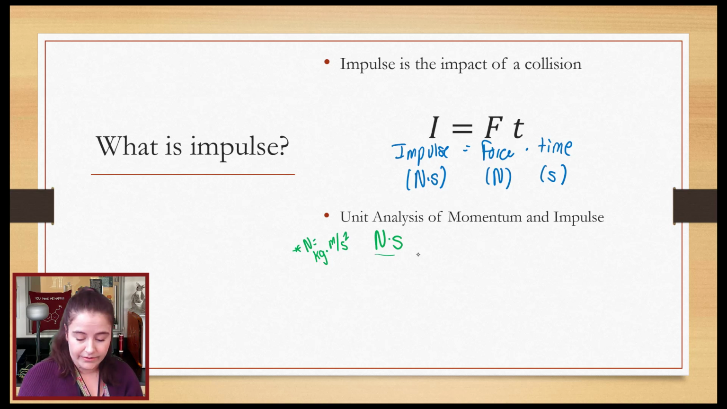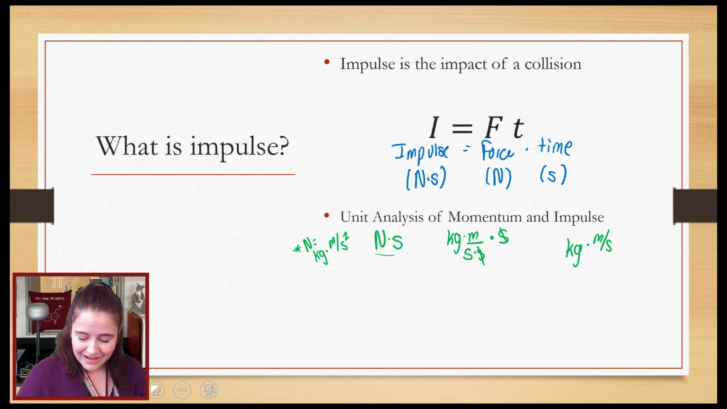So I can rewrite newton seconds as kilogram meter per second squared, the newton, times the second. I'm going to rewrite the second squared as seconds times seconds, so we can see how that cancels out. And what's left over is just kilogram meters per second, aka the units of momentum. So 1 newton second is equivalent to 1 kilogram meter per second. They are equivalent units.